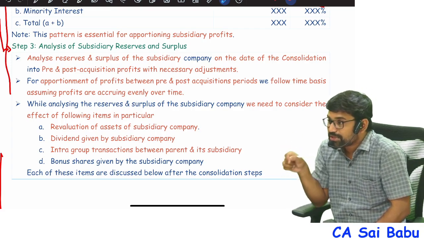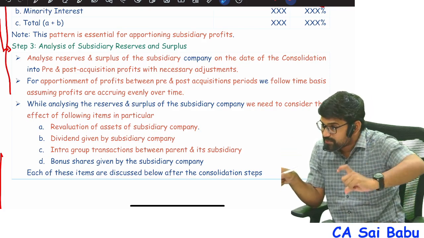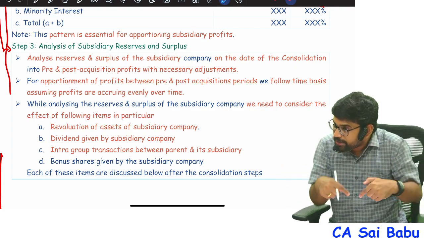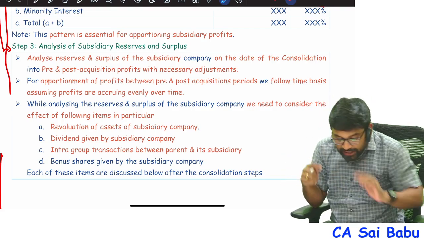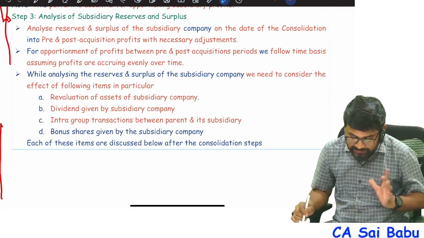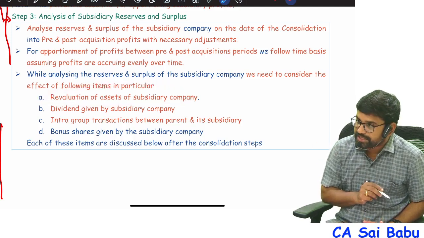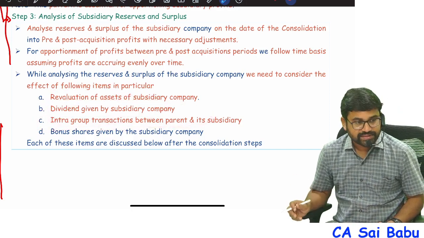What is step number 3? Analyze the subsidiary company profits. Take each reserve of subsidiary company, divide into pre-post. All pre-acquisition profits, capital profits. All post-acquisition profits, revenue profits. And then, when you are analyzing the reserves and surplus of subsidiary company, you need to consider the revaluation of assets of subsidiary company, dividend given by subsidiary company, intra-group transactions.